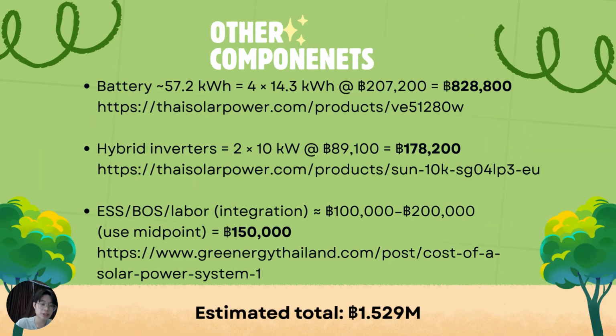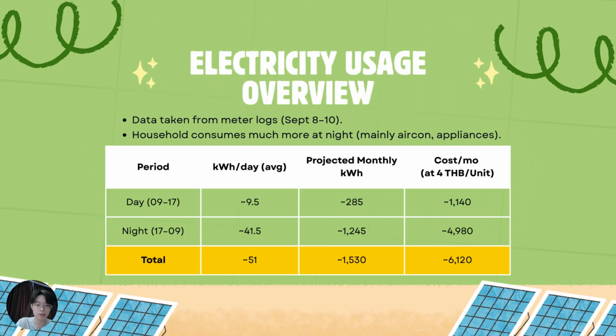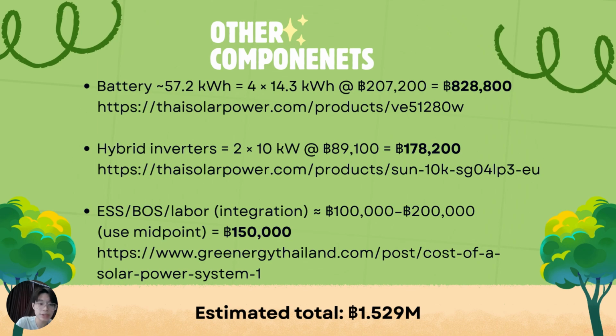As I mentioned earlier, the nightly usage at my house is drastically larger than the daytime. So this means that I will need a battery to keep the solar energy that I have generated during the daytime and use that at nighttime so that it will reduce the cost in the long run. So first we look into the battery. The battery I'll be using is from thaisolarpower.com. I'll be using 4 of the 14.3 kilowatt hour spec battery, which each costs around 200K, and we multiply that by 4, which gets around 0.8 million baht.